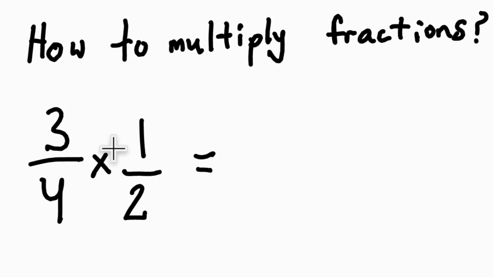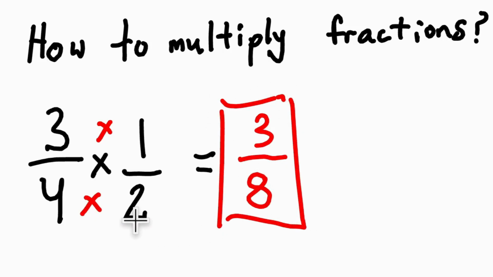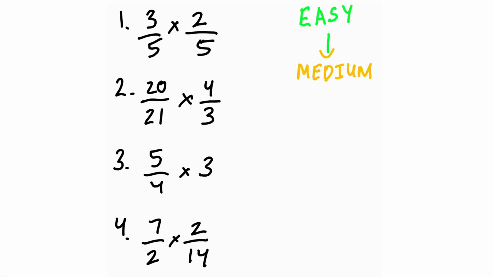It's actually very simple. For example, if we have 3/4 times 1/2, all we have to do is multiply the top numbers, 3 times 1, which is 3, and multiply the bottom numbers, 4 times 2, which is 8. And our answer is just 3/8. So our only steps are to multiply the top numbers, or the numerators, and the bottom numbers, or the denominators. Here I have a few easy questions, so let's try to solve them. Pause the video if you want to try it by yourself first.